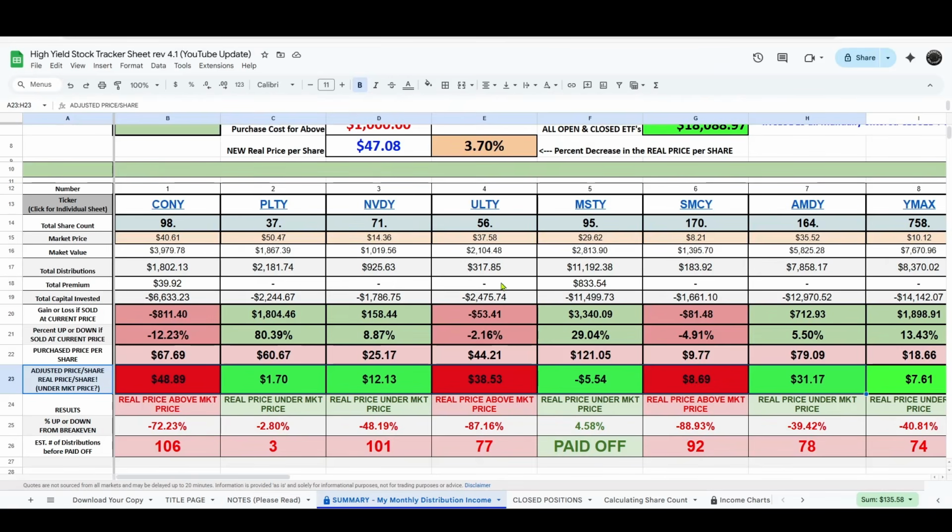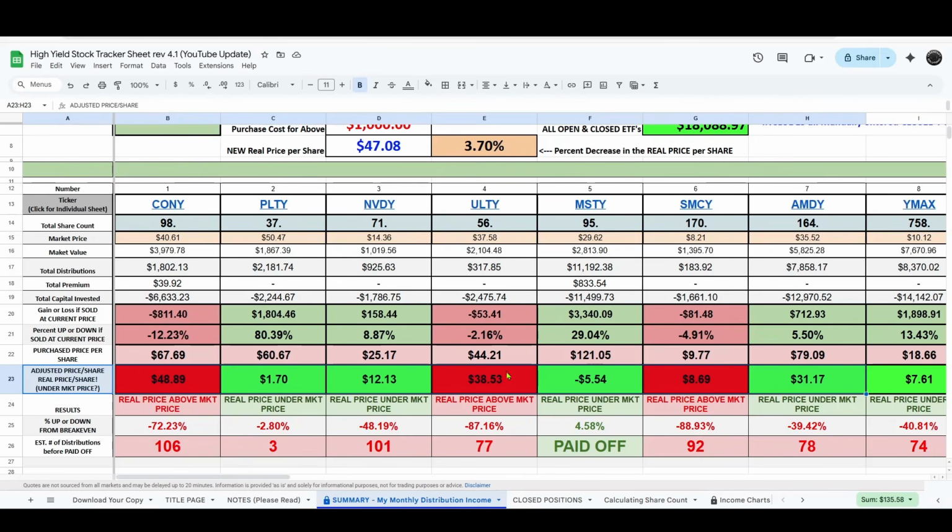And having it all on this one summary page just makes it easy to know which ones you need to focus on to repurchase if you're looking to buy more shares of any of these ETFs. Because if it's red, then that tells you if you do buy shares, it will lower that real price per share. If it is green, if you do buy, it will raise that real price per share. And I don't want to raise that real price per share. I only want to lower it for the majority of these high yield ETFs.